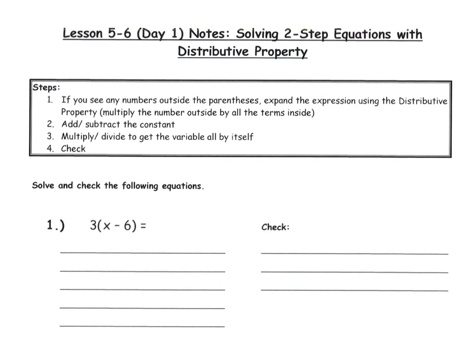After we've used the area model to distribute, you're going to add or subtract the constant, and then we'll multiply or divide in order to get that variable by itself, and finally we'll perform a check. So let's see what these steps look like with an example.